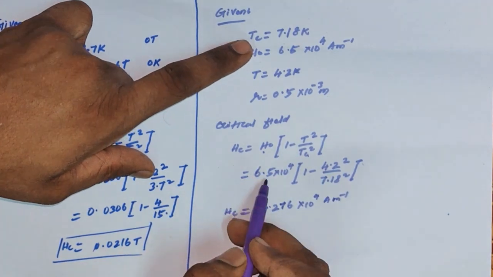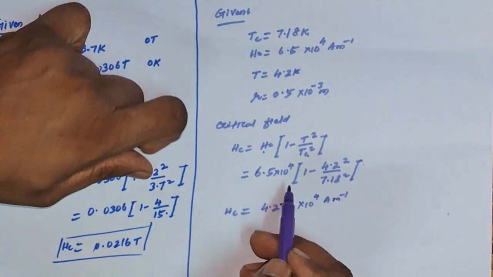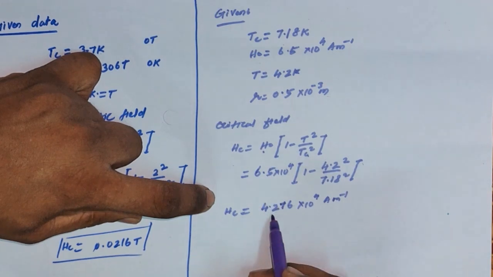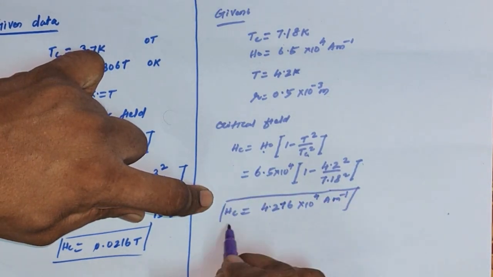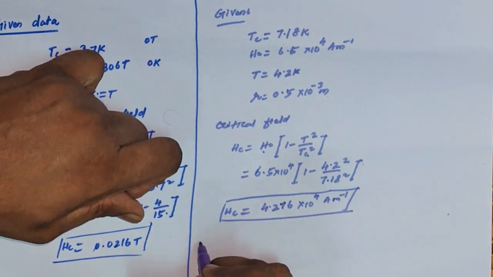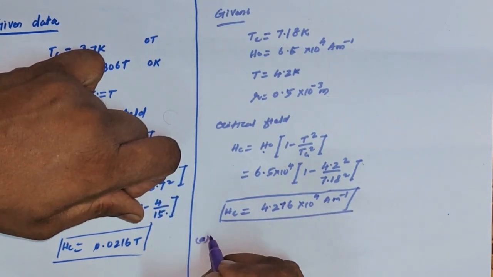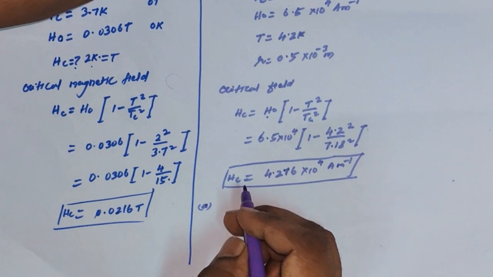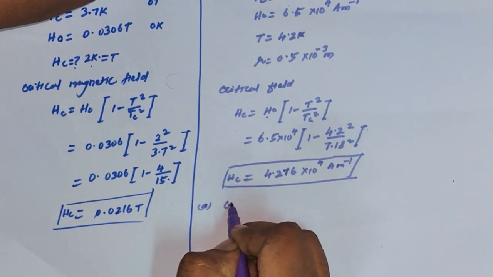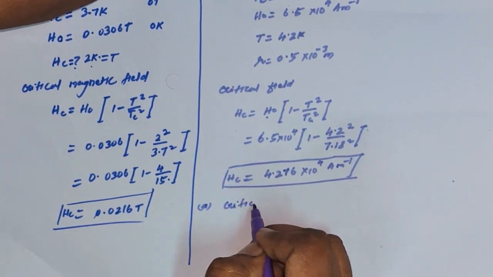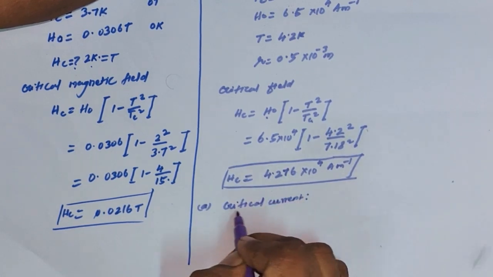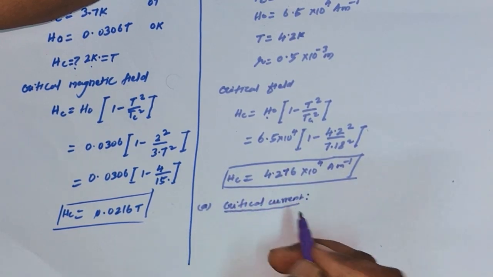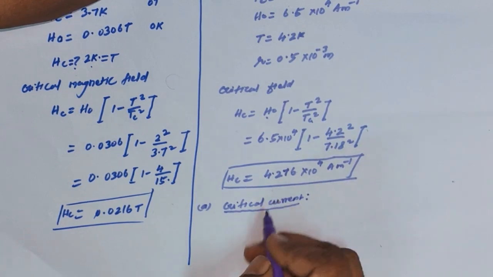At 0 Kelvin the field is 6.5 × 10^4. As the temperature increases, the field decreases. This is the true case for any superconductor. Now what is the first problem we are going to answer? The problem is: what is the critical current? How can we relate the critical current with the critical field? From Ampere's circuital law, one can use it here.